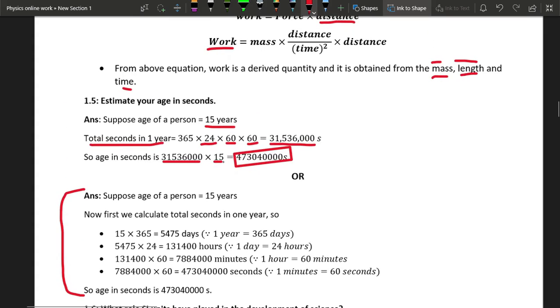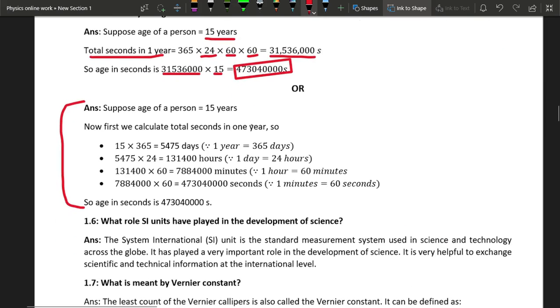The basic thing is you need to understand how many days there are in 1 year. There are 365 days. Then each day has 24 hours and each hour has 60 minutes and each minute has 60 seconds. So when we multiply these, we get seconds, and then multiply this with your age, it will give you your age in seconds.